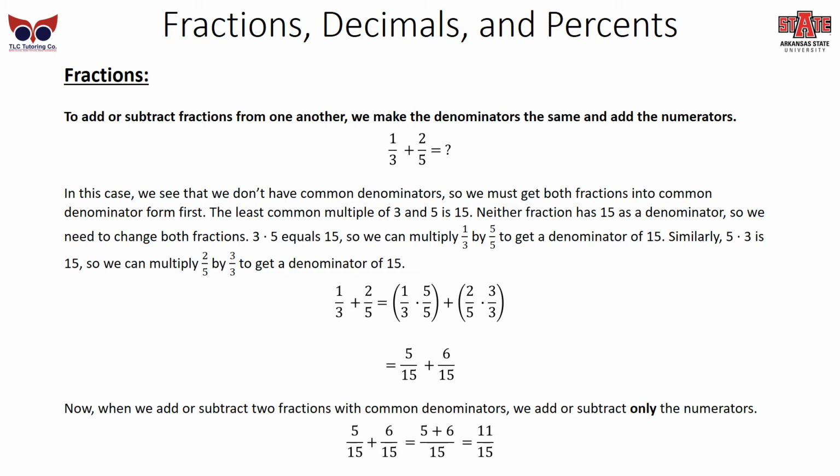Since 3 times 5 is 15, we multiply 1/3 by 5/5, and you get a denominator of 15. Similarly, 5 times 3 is 15, so you're going to multiply 2/5 by 3/3. As you can see here, we didn't change the number. 5 over 5 is just 1. 3 over 3 is 1. We just scaled them up to make it an easier number. And I'm going to end up with 5/15 and 6/15. Now, since the denominators are common, we just add the numerators. 5 plus 6 is 11, 11/15.